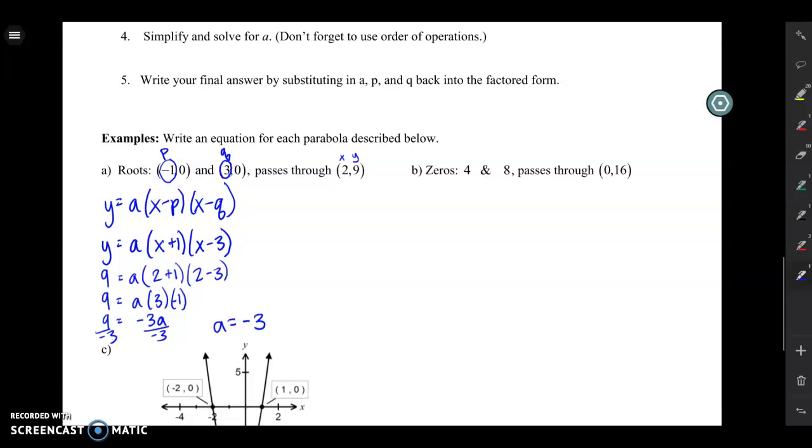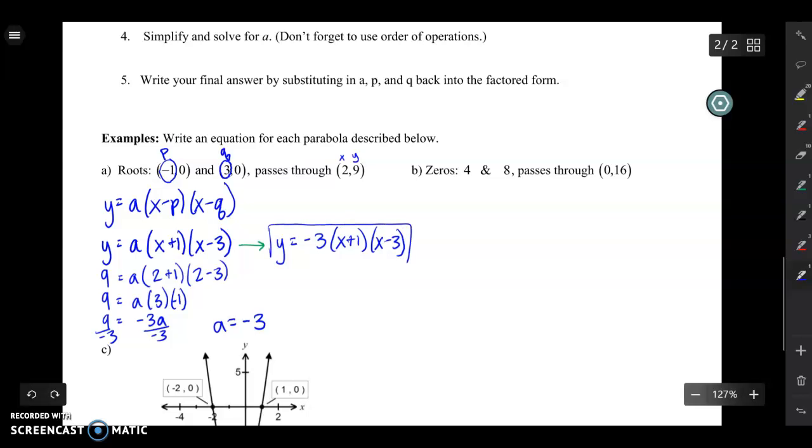Now I can go back to this second line and switch out the a for a negative 3. It's important that when you write your final equation, you do want to have your x's and y's. Even though we plugged in the 2 and the 9 for x and y to help us find a, when you write your final answer, you don't want a specific x and y in there. You just want a y and an x. That is the equation for your parabola, for your quadratic.